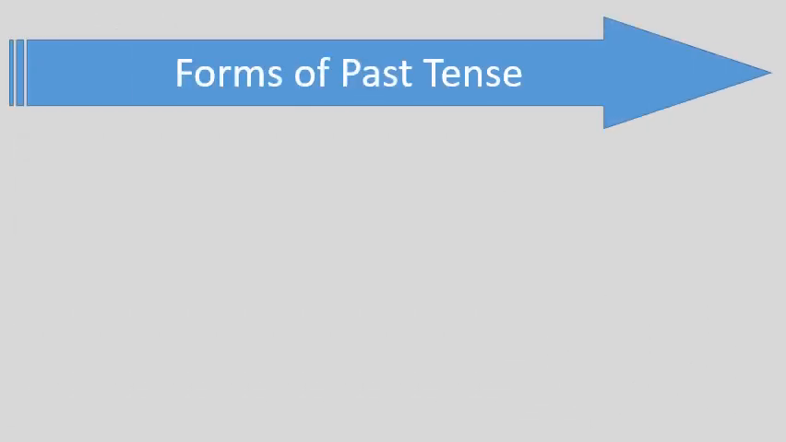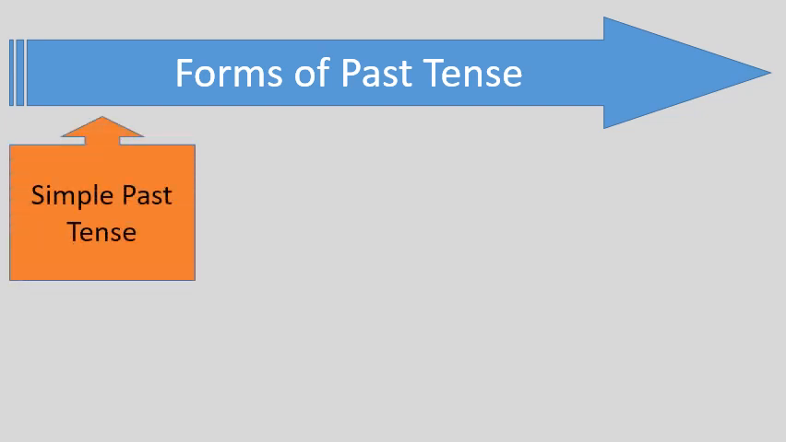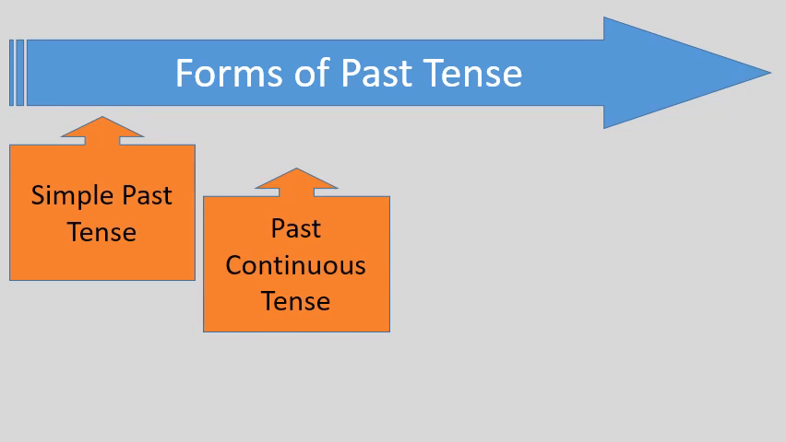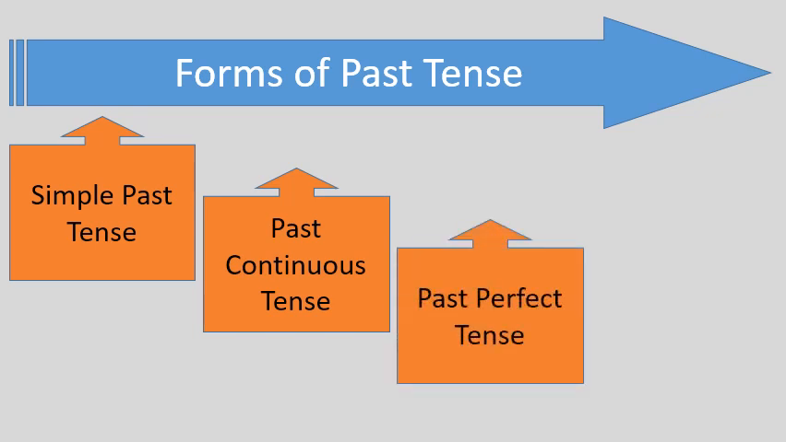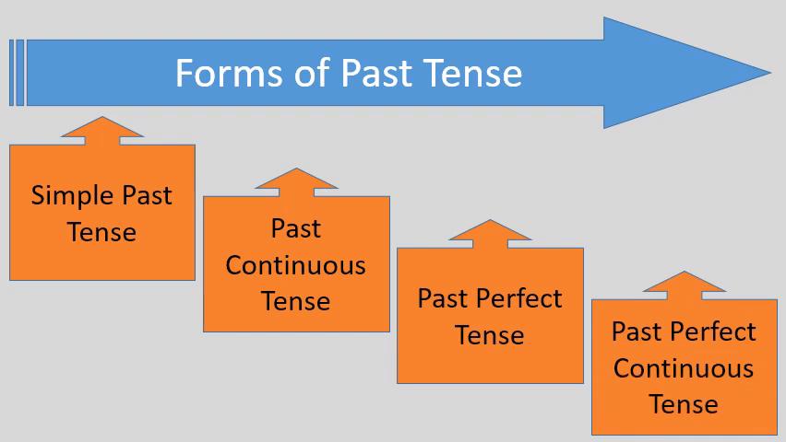So let's see how many forms of past tense there are. Number 1, simple past tense, or we can say past indefinite tense. Number 2, past continuous tense. Number 3, past perfect tense. And last, number 4, past perfect continuous tense. So there are 4 forms of past tense: simple past tense, past continuous tense, past perfect tense and past perfect continuous tense.